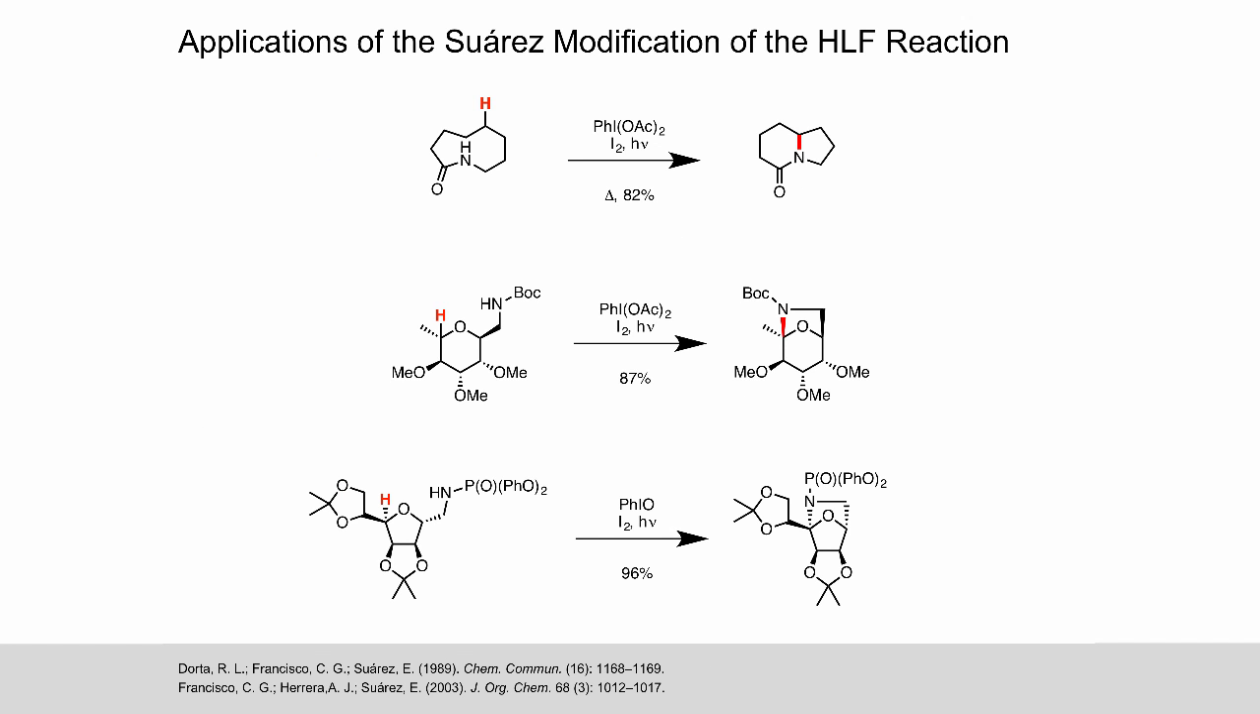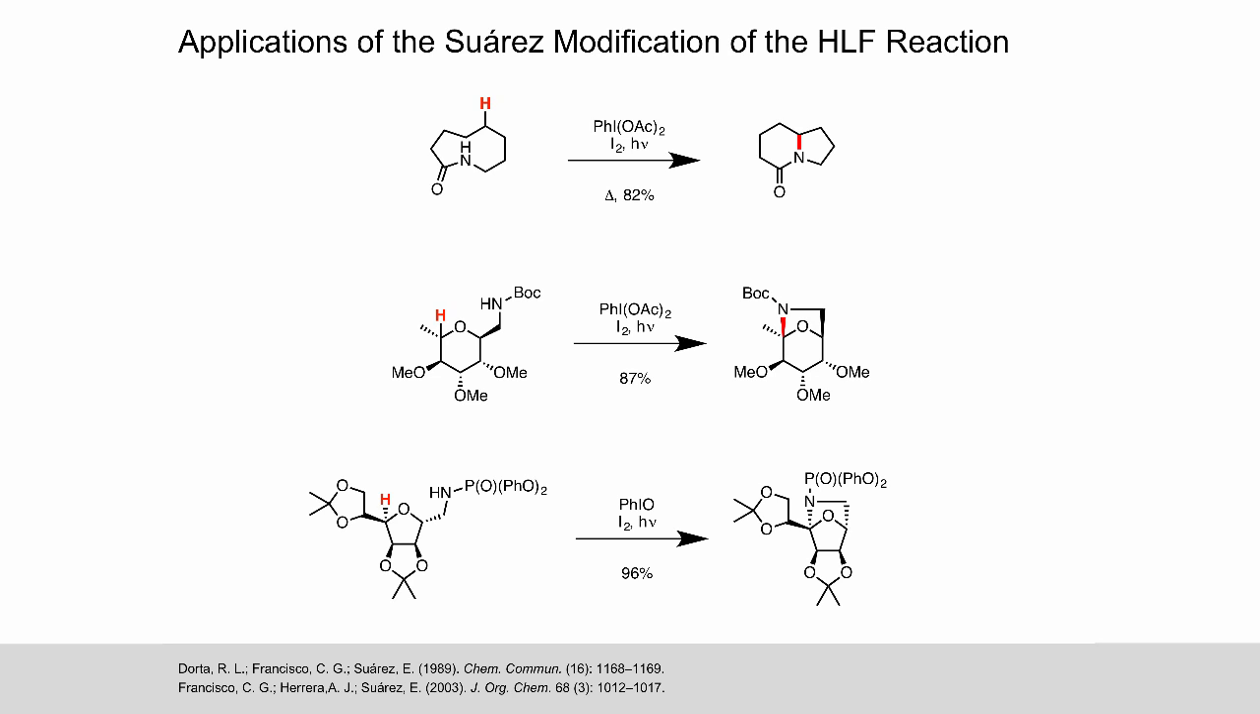The Suarez modification, capable of achieving the reaction under much milder conditions, has facilitated the application of this technology to a broad scope of substrates, including more functionalized molecules. In the top example, reported by Suarez in 1989, we have an example of the reaction of a series of medium-sized lactams, where the amidyl radical undergoes transannular hydrogen abstraction to form the bicyclic system.